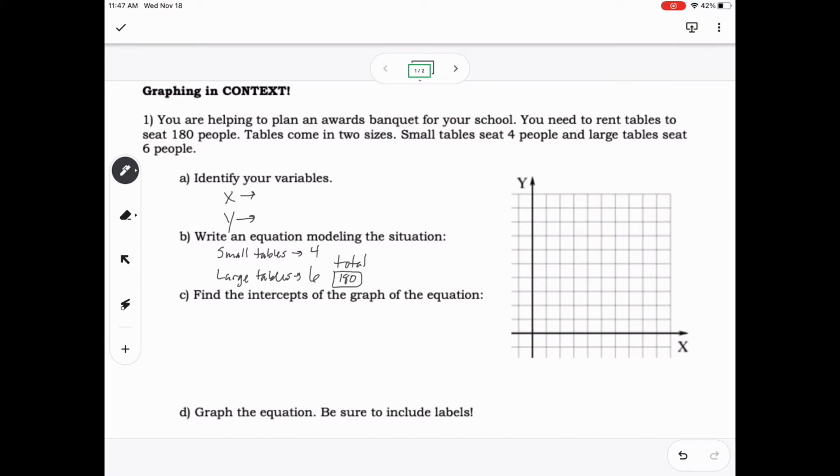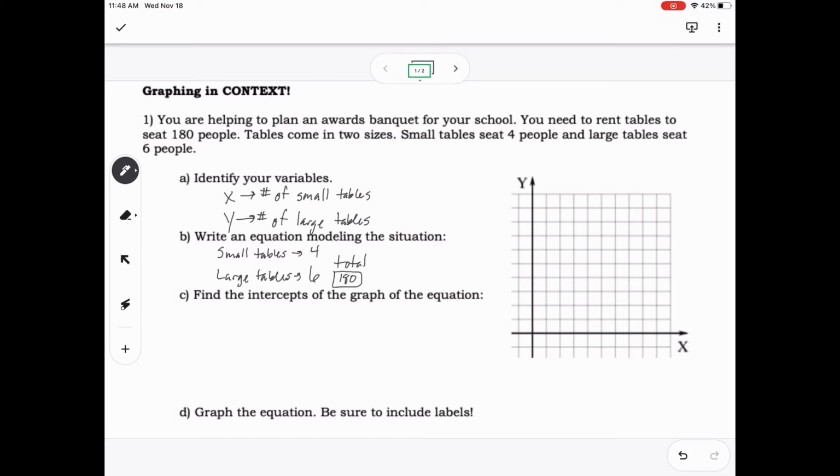So x, we can set to mean the number of, let's say, small tables. It really doesn't matter which one's which, just as long as you know which one you're talking about. That's why we label things and explain what we're saying they are, so that when we go into our equation, we know what we're talking about. We're all talking about the same thing. So then y should be the number of large tables.